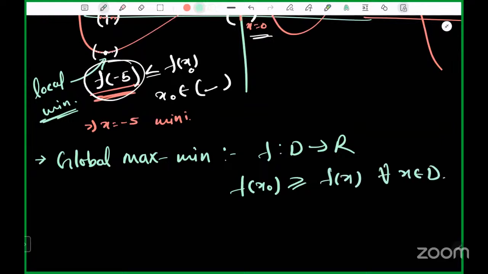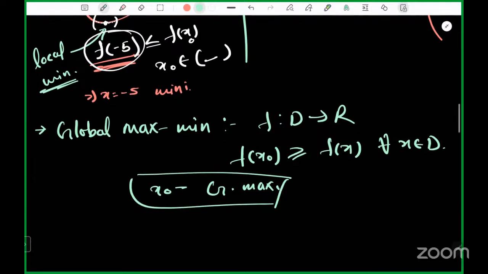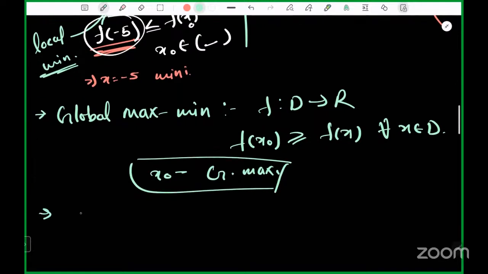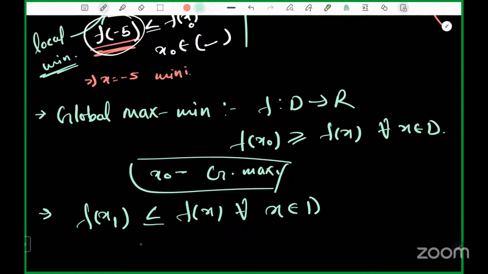So here what is happening? You have to compare the value of the function to all other values of the function, not a small interval, all other values. Such a point x naught is known as a global maximum, because it's a global thing, right? You have to consider all other points, all other values of the function over all the domain. Similarly, we can define global minima. For global minima, the value of the function f of x1 should be less than or equal to f of x for all x belongs to our domain. So this point x1 will be our global minima.